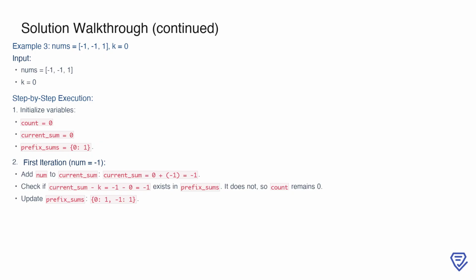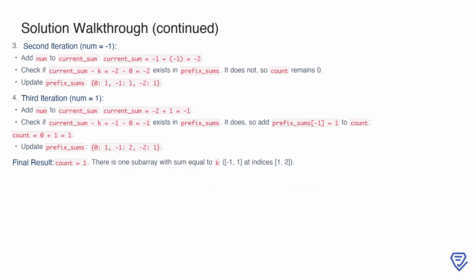For the first iteration, the current number is -1. Adding it to current_sum gives -1. Checking current_sum minus k, which is -1 minus 0, or -1, we find that -1 does not exist in prefix_sums, so count remains 0. We then update prefix_sums to include the new current_sum, resulting in 0, 1, -1, 1.